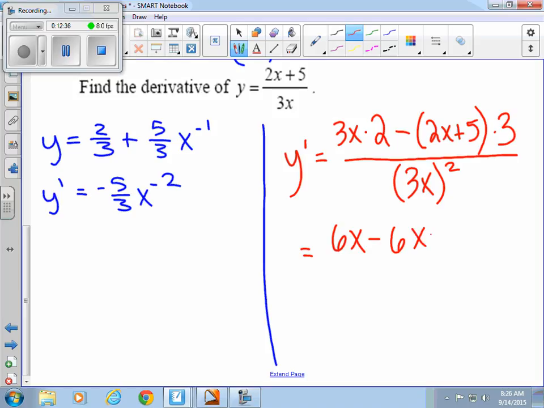Minus 6x minus 15. The top became that. The 6x's cancel. Negative 15 over 9x squared does reduce to negative 5 over 3x squared.